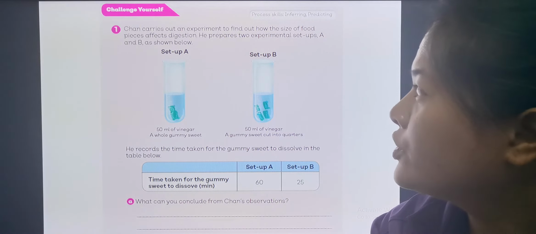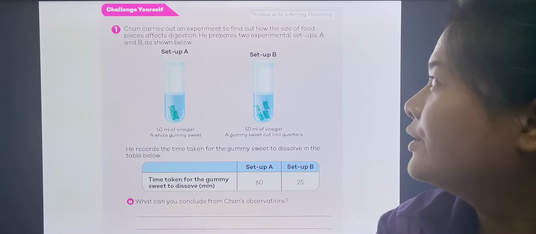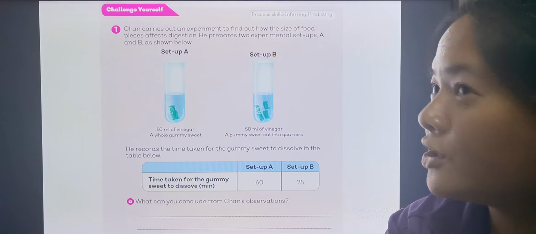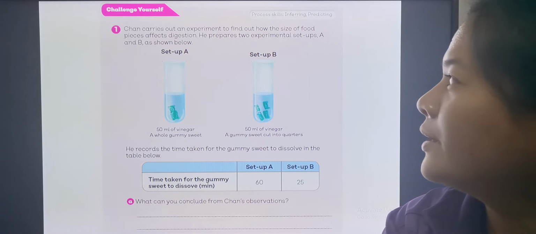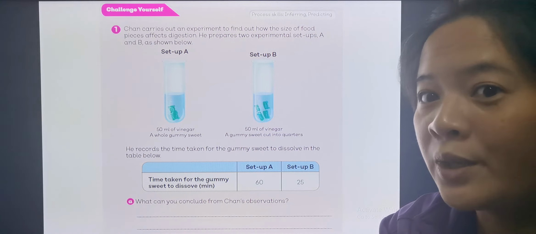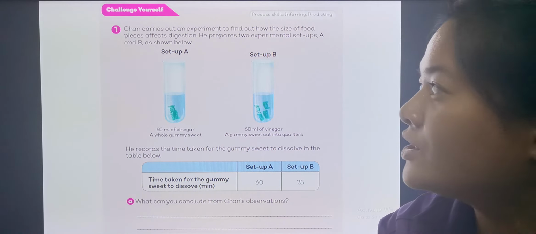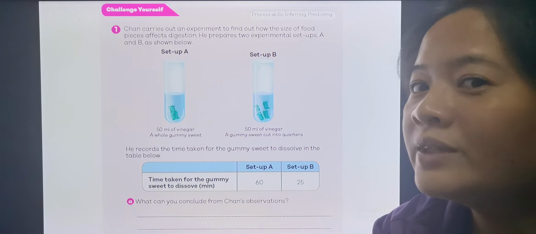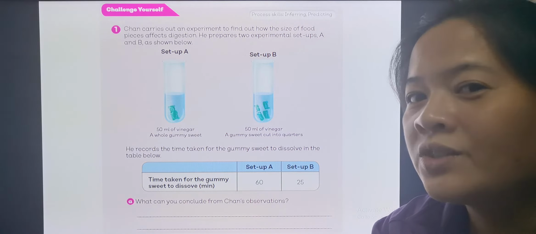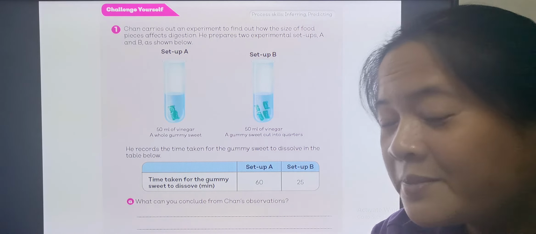So challenge yourself. Number 1, Chan carries out an experiment to find out how the size of food pieces affects digestion. He prepares 2 experimental setups, A and B, as shown below. So it's an experiment, and Chan wants to find out how the size of the food affects digestion. Remember earlier I told you to chew the food more because it helps in digestion.